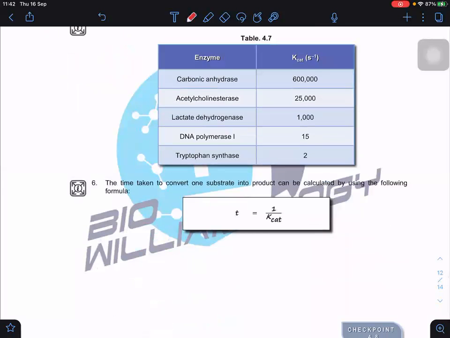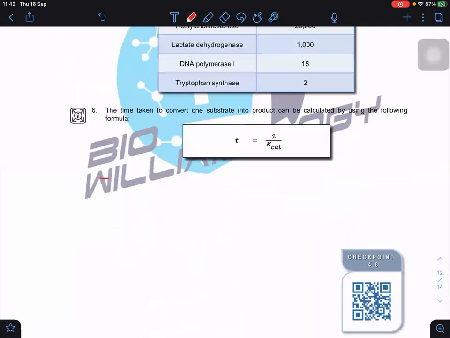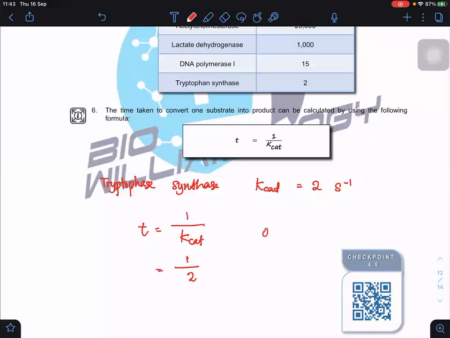For example, let's say we use tryptophan synthase, easier to calculate. We know that the kcat, the turnover number, is equal to 2 per second. So what is the time taken? Time taken is 1 over kcat, so time taken is 1 over 2. It means that every 0.5 second, I will get 1 product from 1 enzyme.